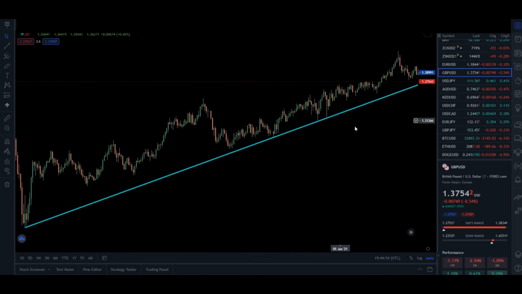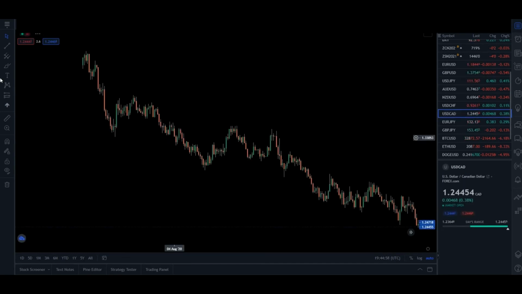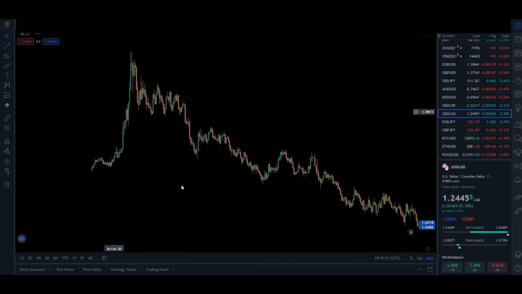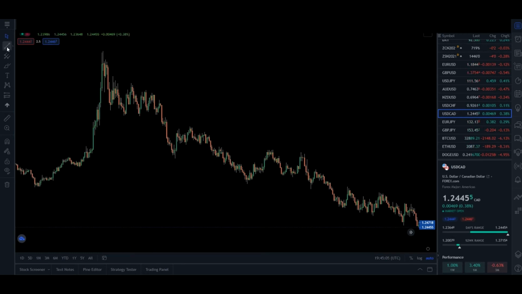Every time it touches the trend line. Let's flip it over to the downtrend now. So here's a downtrend. Now, again, we know it's the opposite. So instead of being a buyer, basically, it's the opposite. So we want to be a seller. You want to be a seller.